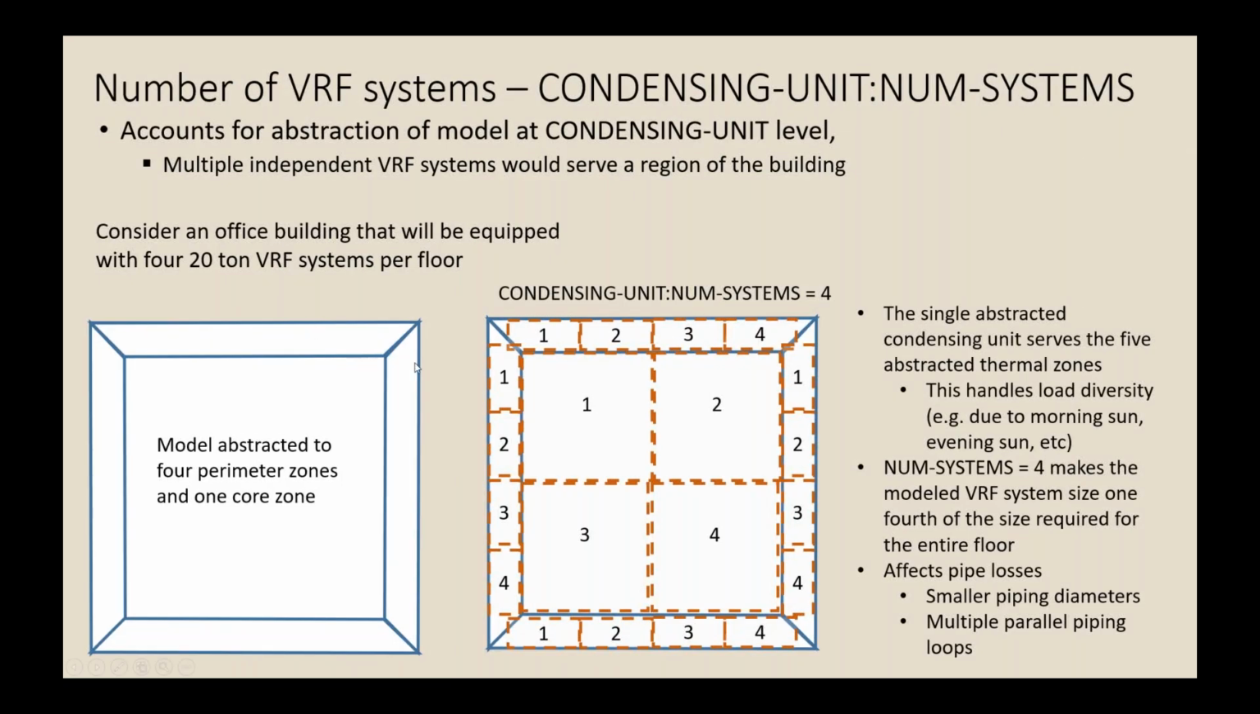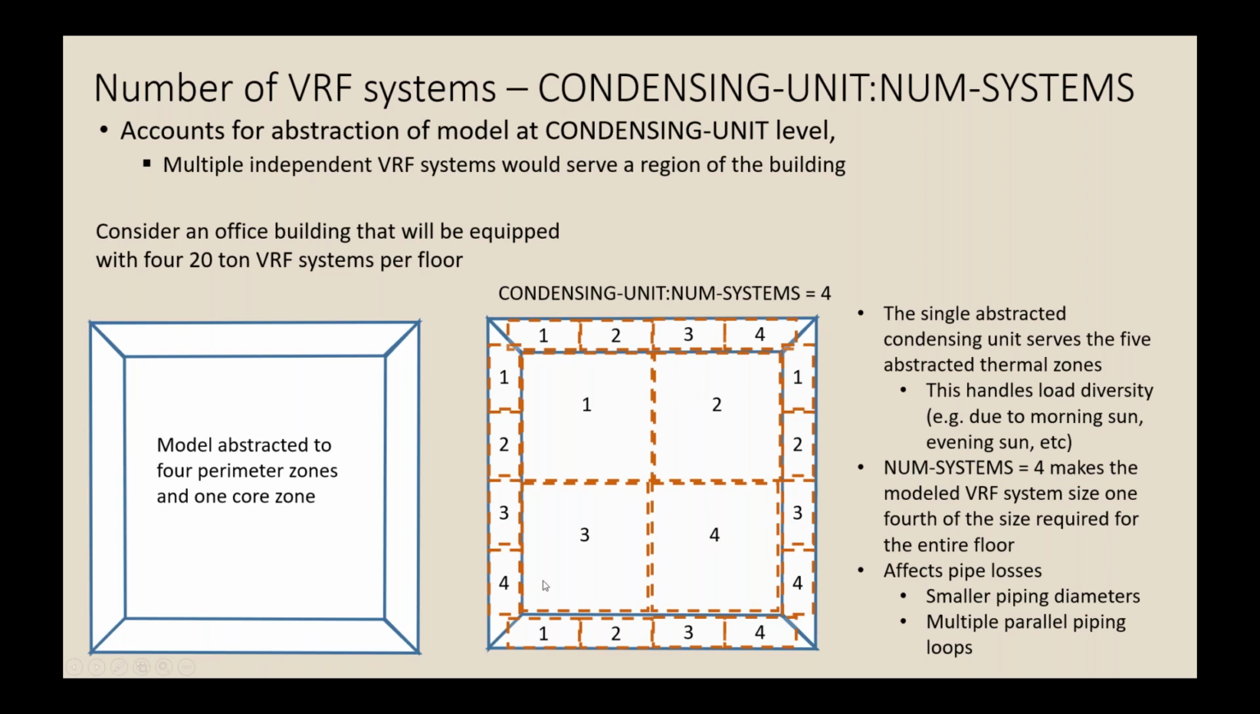So that was the indoor unit. This is a similar concept for the outdoor unit. Basically it accounts for abstraction of the model at the outdoor or condensing unit level. It allows there to be a single very large VRF system that would serve a large area of the building. But in order to get the piping sizing to be reasonable, you divide it into some number of systems, so that conceptually it handles the abstraction of the model and breaks it down into a smaller set.